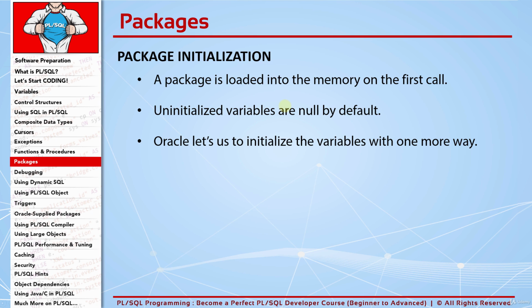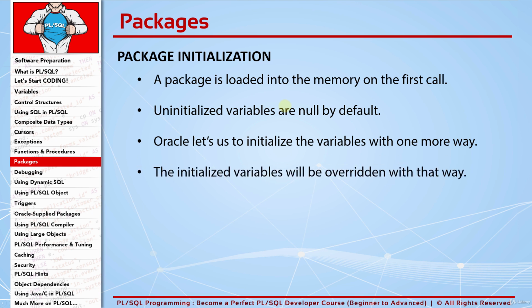Now, while our package is first loaded into the memory, we can set our package to run a block of code at first. I mean, in packages, we can write a block of code that will run as the very first job of a package. In here, we can assign some values to our variables. If we do that, the initialized variables are overridden and the new values are set for these variables.